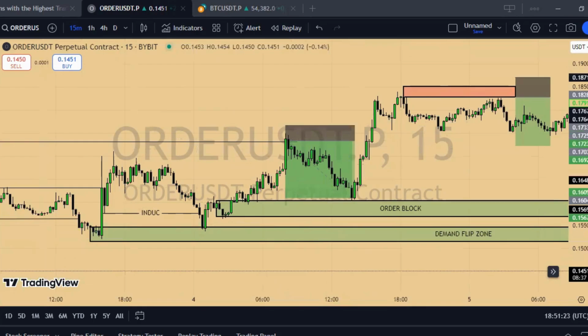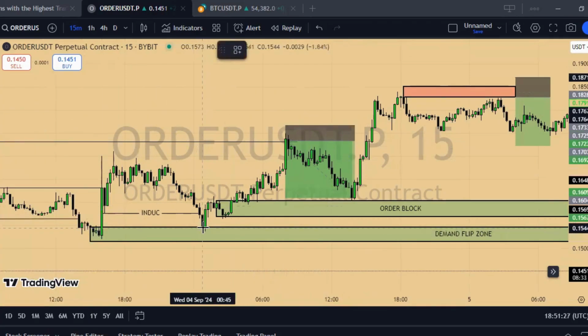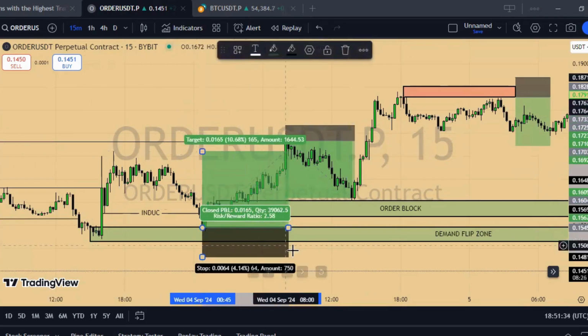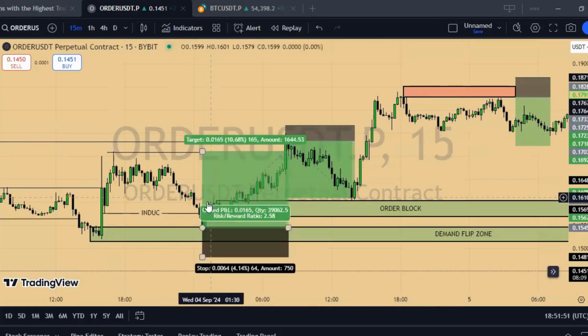Now this is my high. My high is always at the next point of interest, being this wick. This is my next point of interest. Don't be greedy.